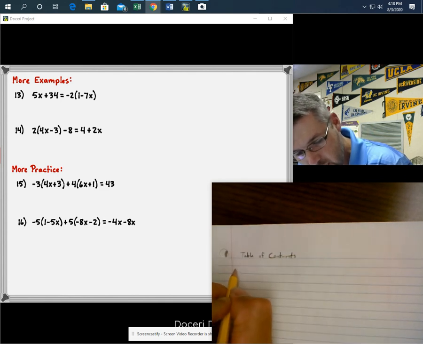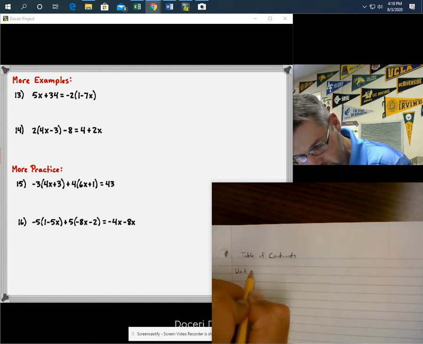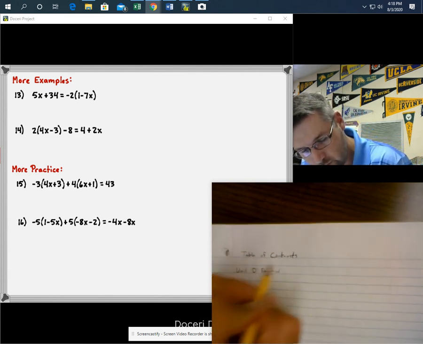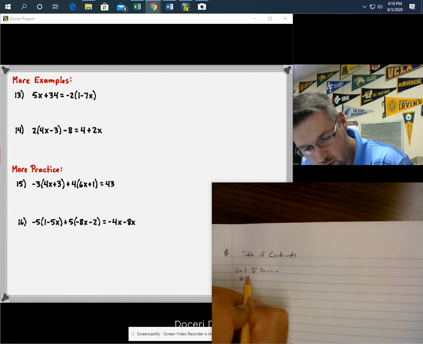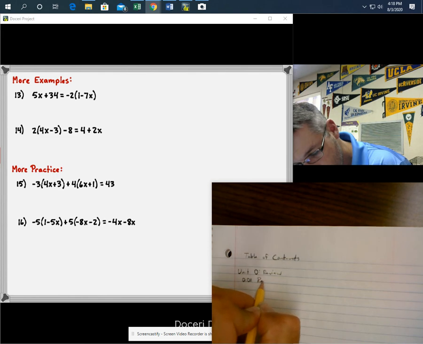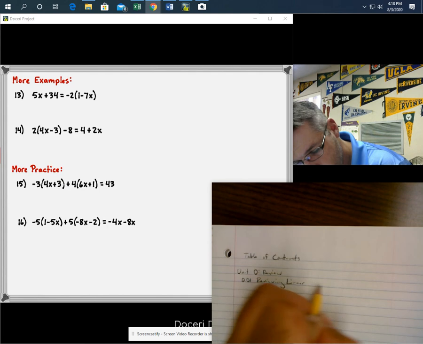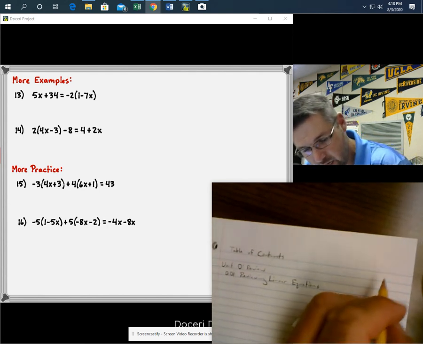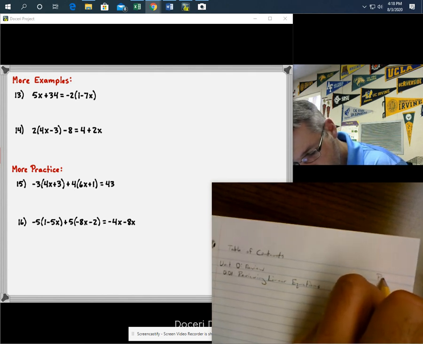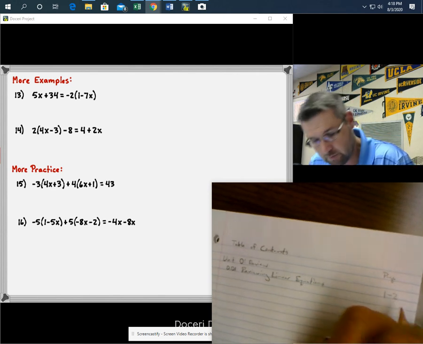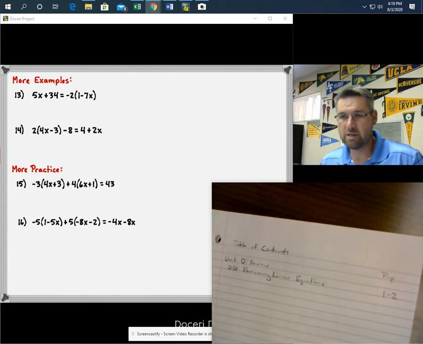And so we're going to say unit 0. This is unit 0, and the title of this unit is review. So we would say 0.01. The title of this was review, or reviewing linear equations. And then you would say page, and this was page 1. You could say page 1 through 2 if you'd like. And then the next lesson will go underneath that, and so on.